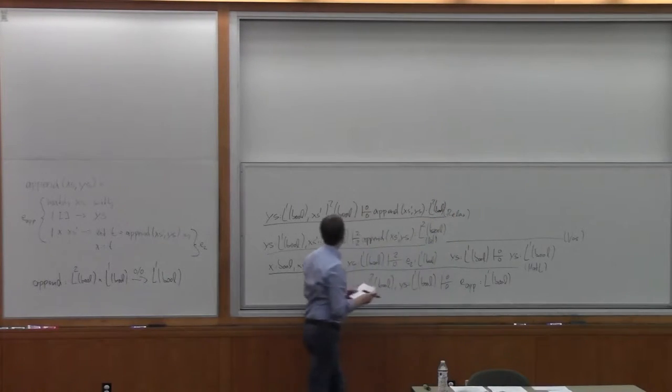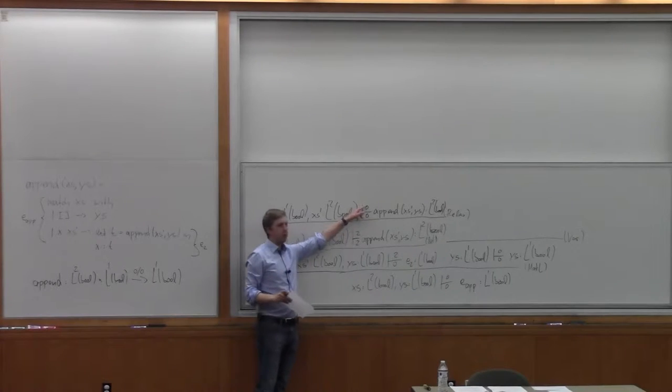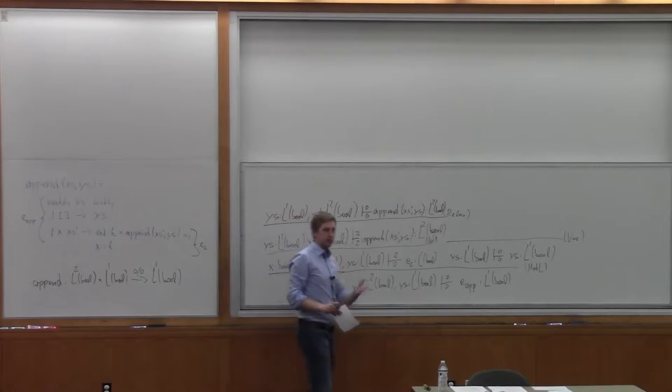Yeah, and the rule says, in general, if you have something with q prime, then you can just add a constant to both sides. Yes?